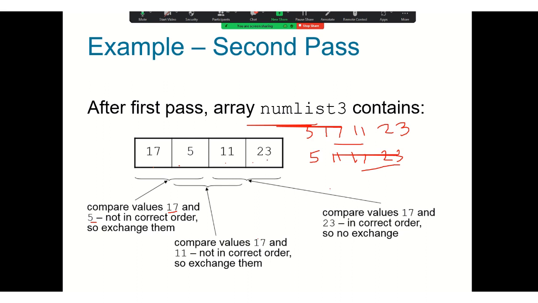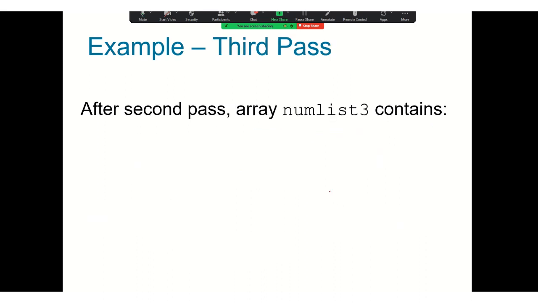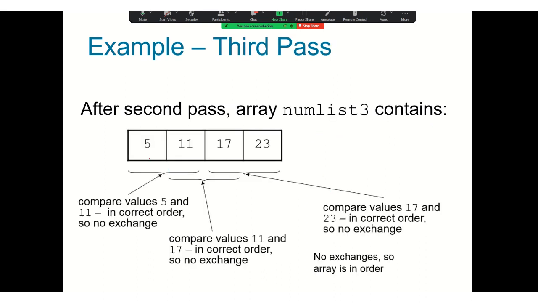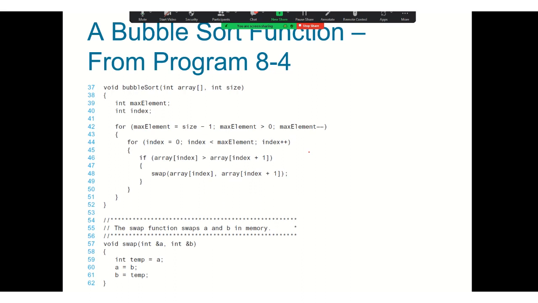So now you can see that you have completed the ordering, right? So after the second pass, you have this one. Now what you do, you just compare 5 with 11, they are correct. 11 with 17, no swapping necessary. 17 with 23, no swapping is necessary. So after the third pass, if there is no more exchange, you conclude that it is sorted. So that is the essence of your bubble sort. Any question for that?